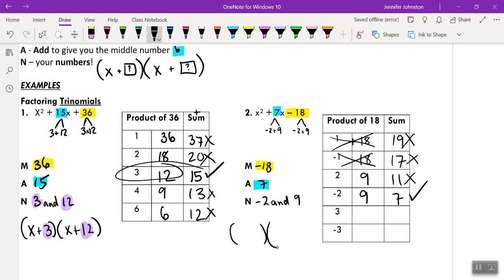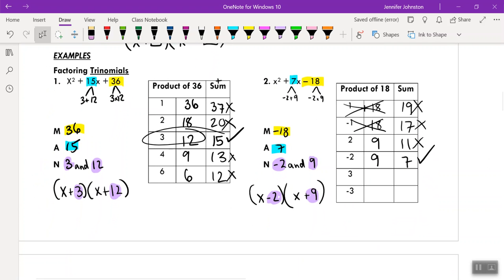And then what's our final answer? Final answer is x minus 2 and x plus 9. Those are our two numbers. So a lot of the time you guys get the numbers, but you forget to write down the final answer. So make sure you're writing the x minus 2 and x plus 9.